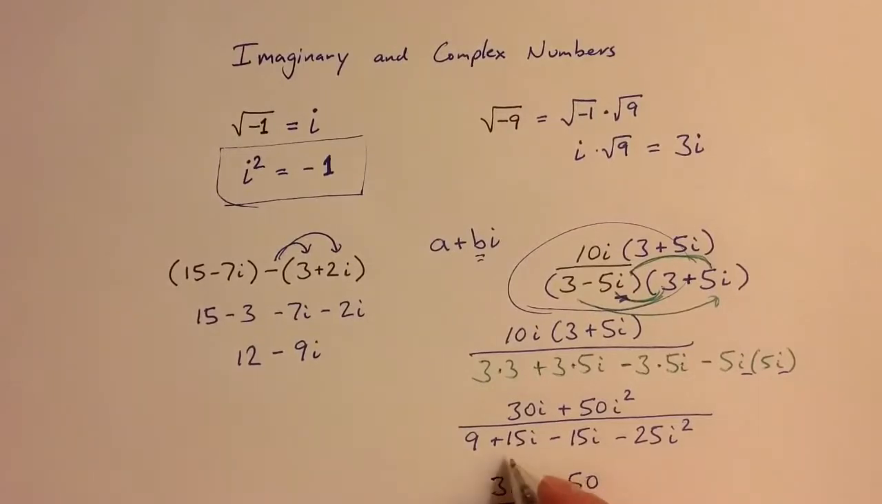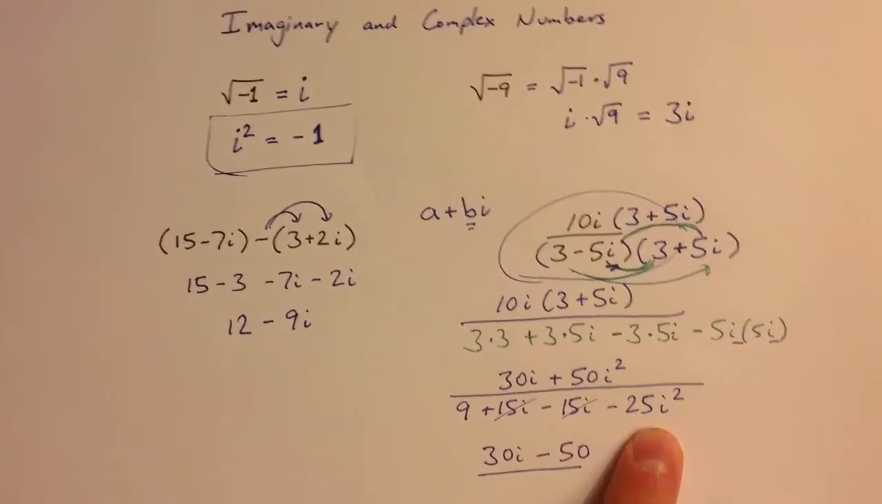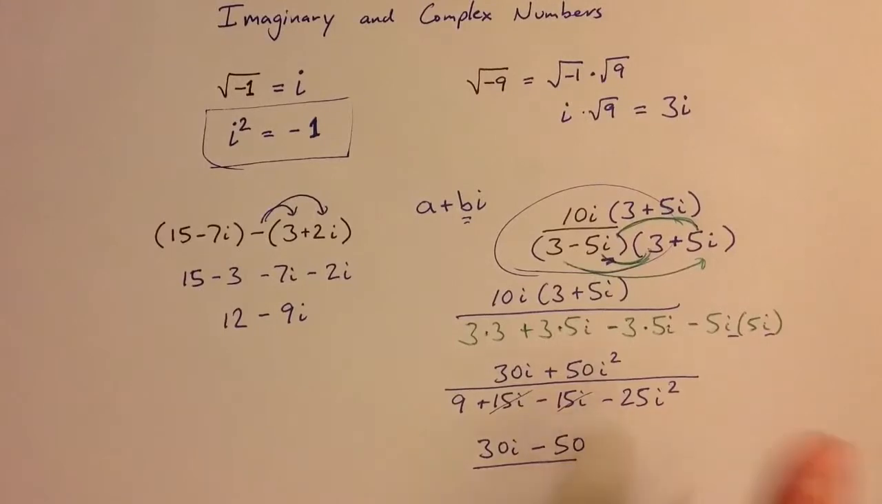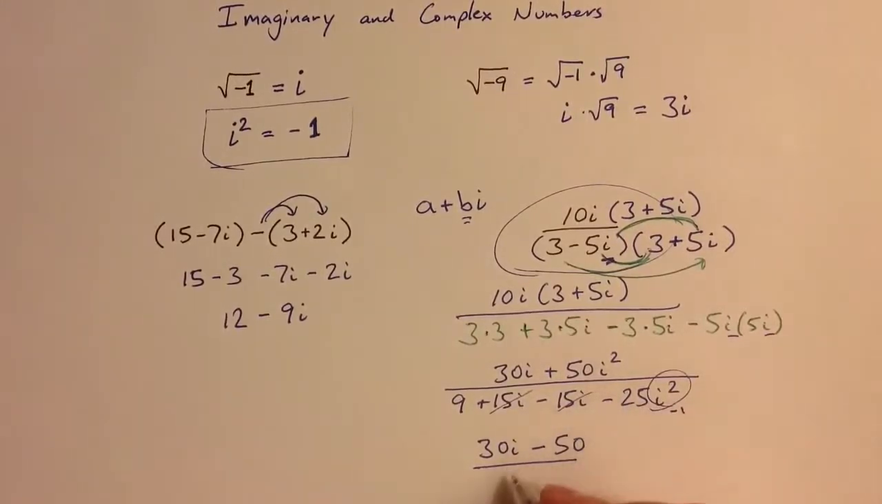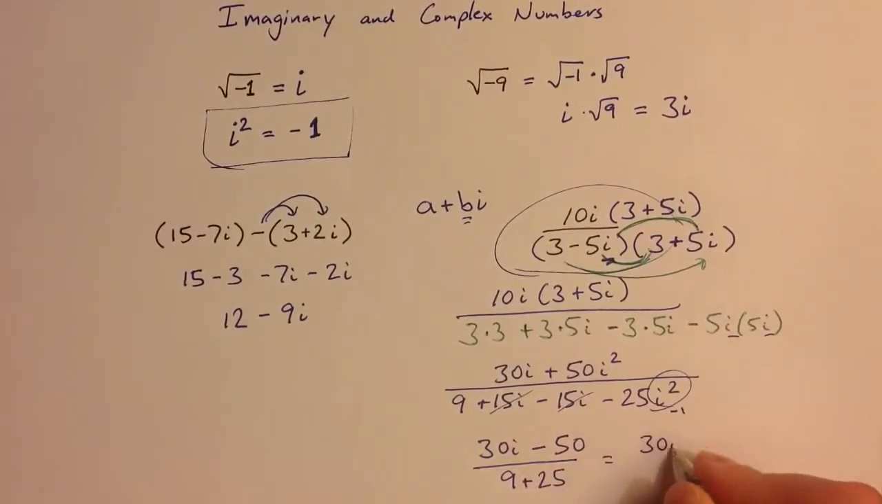divided by, well, here the 15i's cancel, and that's one of the great things about the conjugate. The mixed terms cancel, so 15i cancels with negative 15i, and 9 combines with the minus 25 i squared, but this is -1, so this is actually the same as 9 plus 25. And so we end up with 30i minus 50 divided by 34.